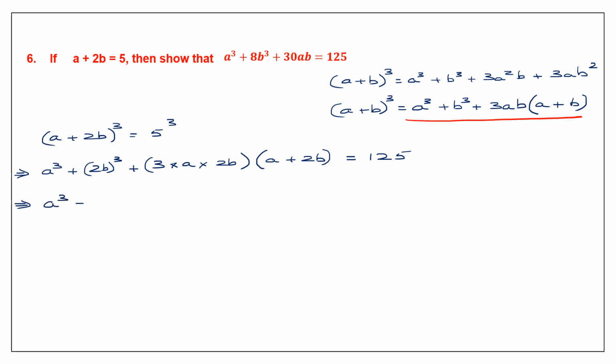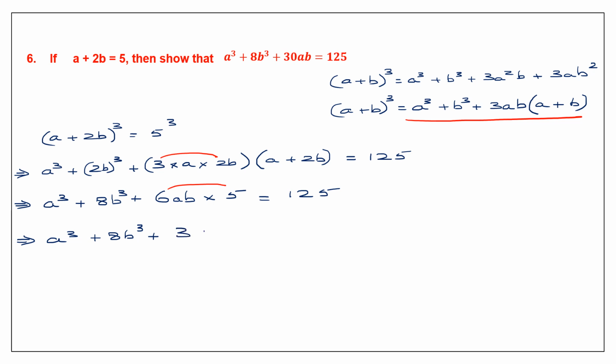So a cube plus, now this is 2b cube, 2 into 2 into 2 is 8, b into b into b is b cube plus. Now here we have 3 into a into 2b. Let's multiply the numbers. 3 2s are 6 into a into b is 6ab into a plus 2b. Now a plus 2b, the value is given to us. It's given as 5. That means 6ab into 5. And that is equal to 125. Now further simplification, a cube plus 8b cube plus, now here it is 6ab into 5. So we just have to multiply. 6 into 5 is 30 and ab is by itself. So we can write 30ab and this is equal to 125.